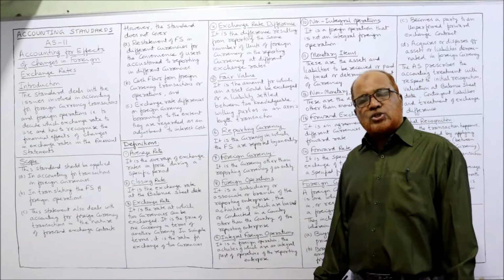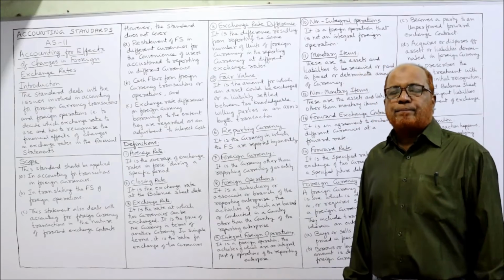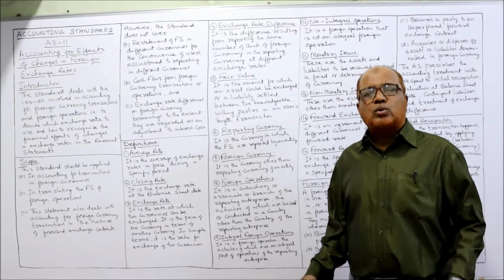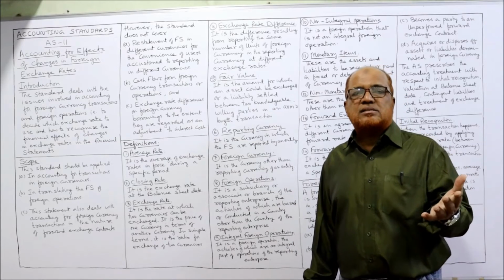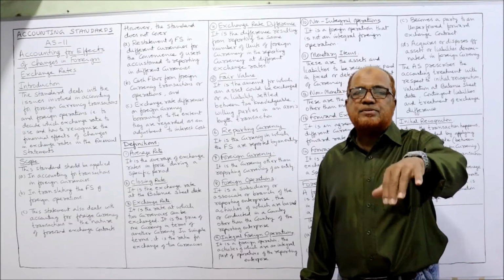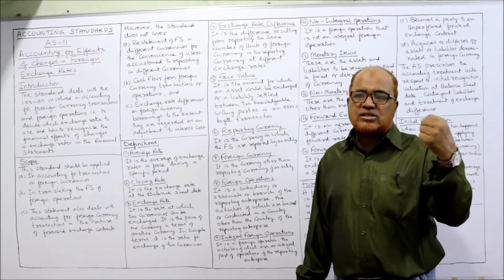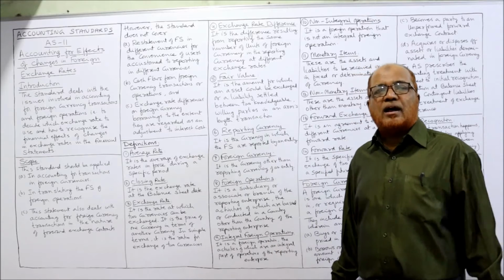Next, foreign operations. Foreign operation means foreign activities. So an entity will conduct foreign operations due to associates, subsidiaries, or branches. A company located in one country will make a subsidiary in another country, make a branch in another country, or make an associate in another country. Then foreign operations will arise.